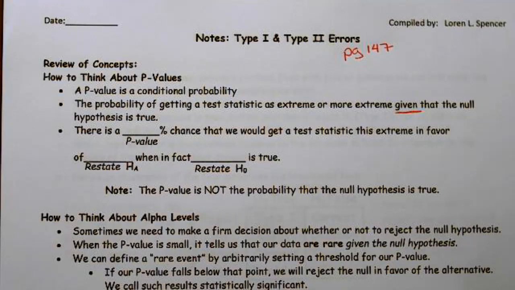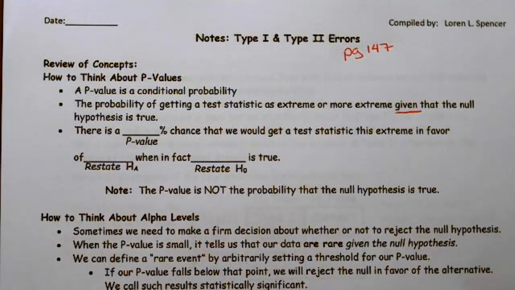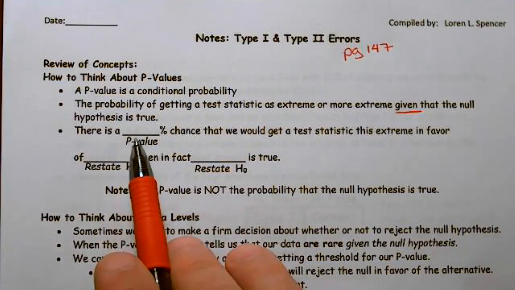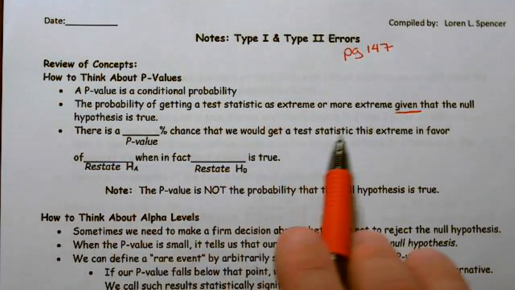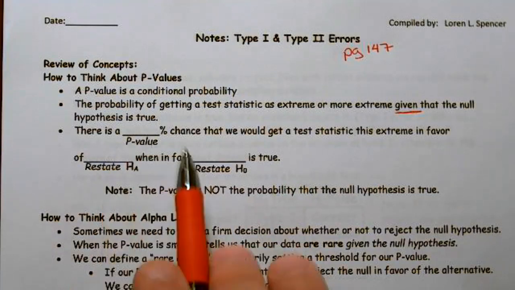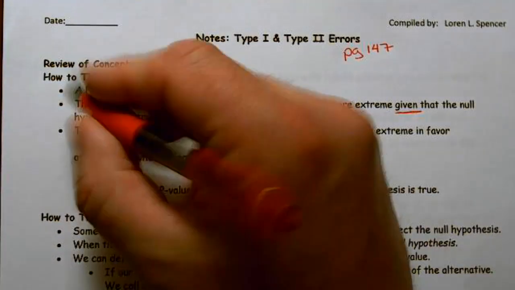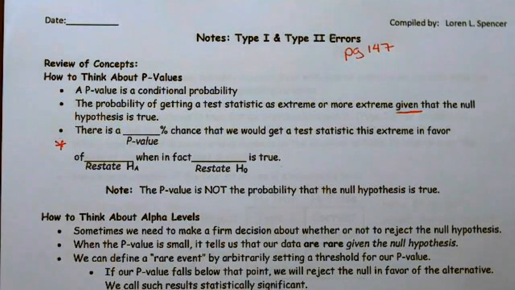Okay, so putting the p-value in context is extremely important. It's going to be found here. It's also going to be found on the recipe card that we will get to in one of the later videos. So whatever our p-value is, there's a 2% chance that we get a test statistic this extreme in favor of, and then we restate our alternative, when in fact the null is true. This is important because this right here provides the template of how we do p-values.